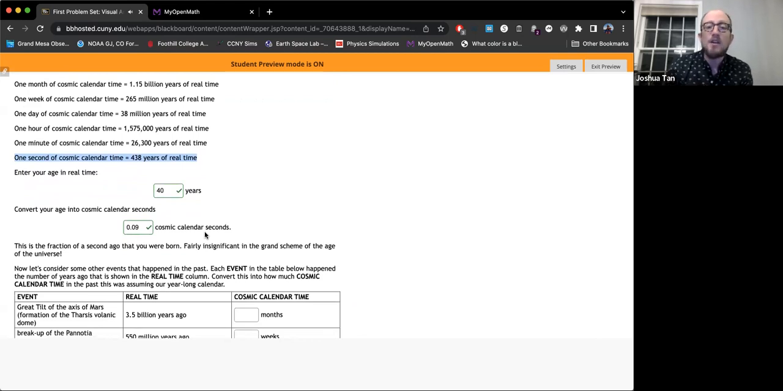Beneath, I have a number of different events that happened in the past, and I need to see how far off in cosmic calendar time, whether it's a few seconds, minutes, hours, days, weeks, months, years, whatever it is, I have to figure out how much of that time has passed since that event occurred, imagining that the entire universe's history was distilled into 1 year.